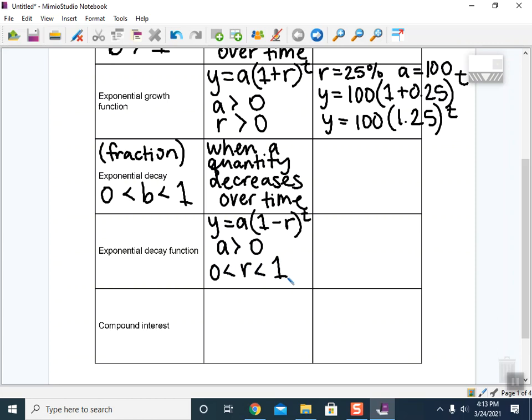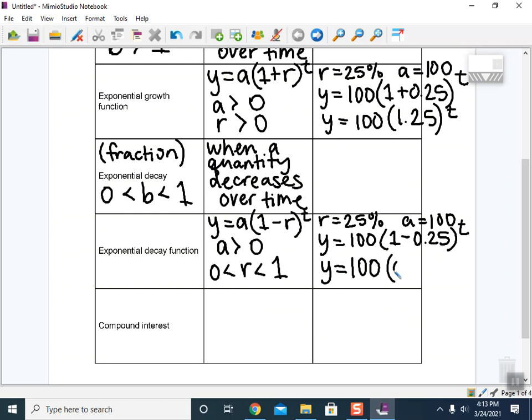Okay, let's use the same parameters from up here. We'll say that r equals 25% and a equals 100. So we would have y equals 100 times (1 minus 0.25) raised to the t. Not plus, 1 minus. If I simplify it, I get y equals 100 times 0.75 raised to the t.